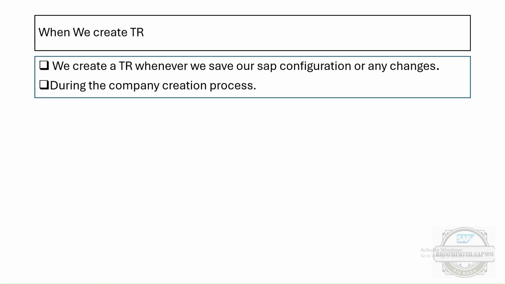We create a TR whenever we save our SAP configuration or any changes during the company creation process. So that's it for today.